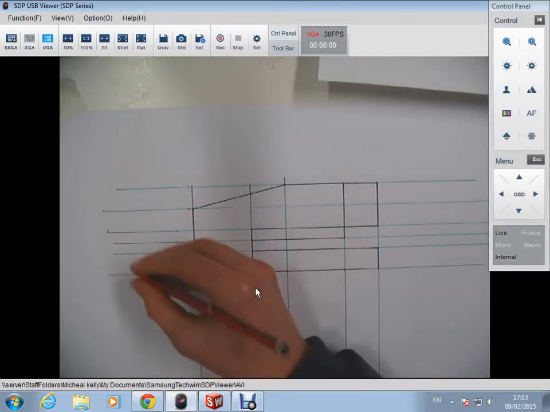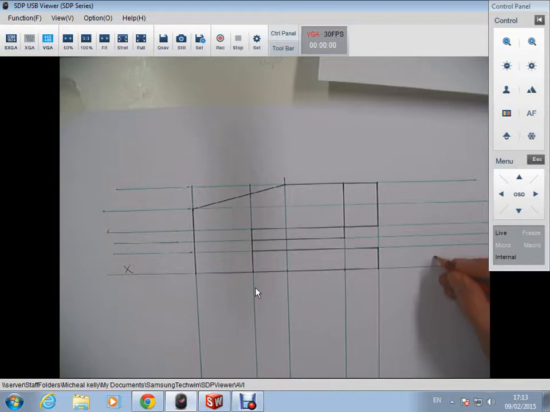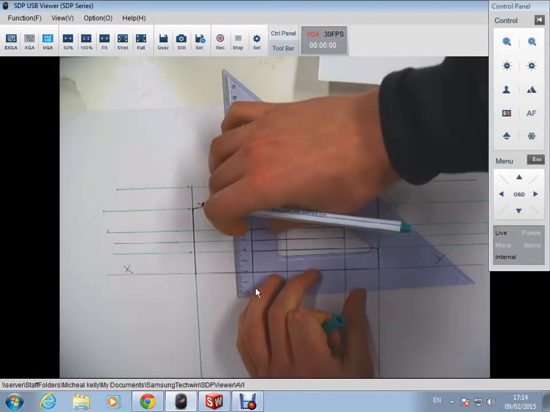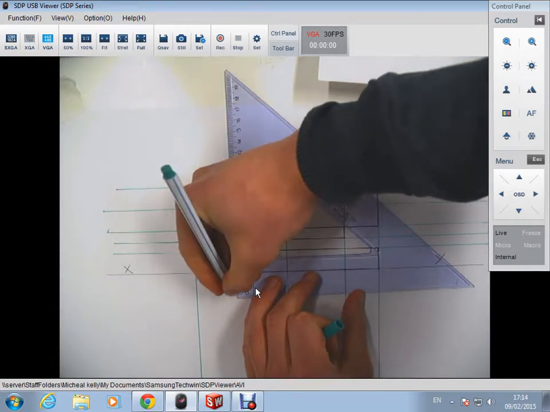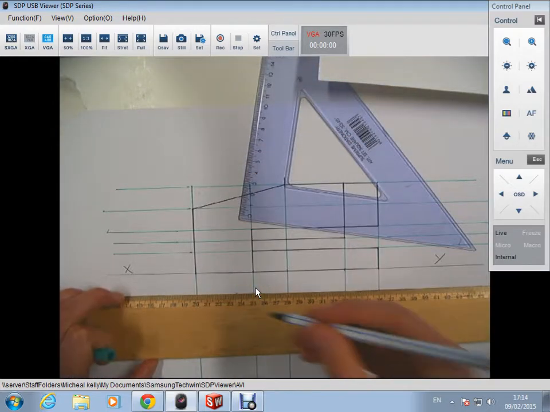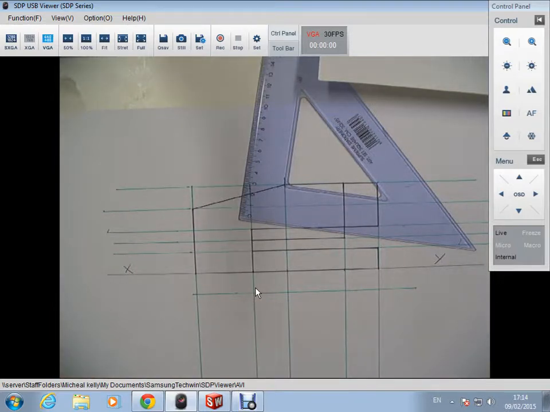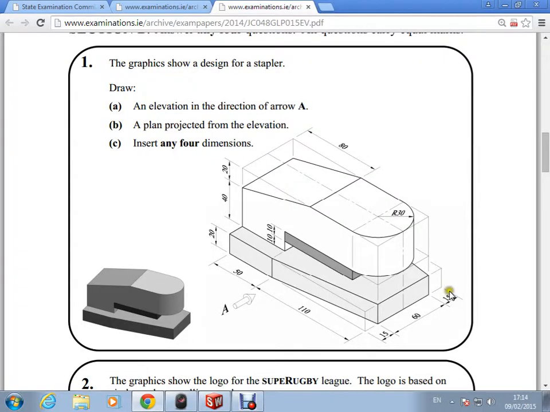So I should have marked in here to start. This is my XY line. So measuring down a distance of 20 millimeters, I'm going to take a line across my page for the start of my plan. Okay, we'll have a look back to our drawing again to see what horizontal distances I need to measure down from that. So this edge here at the very back of my drawing will be the starting point for my plan. So I can see the first distance down is a distance of 15.